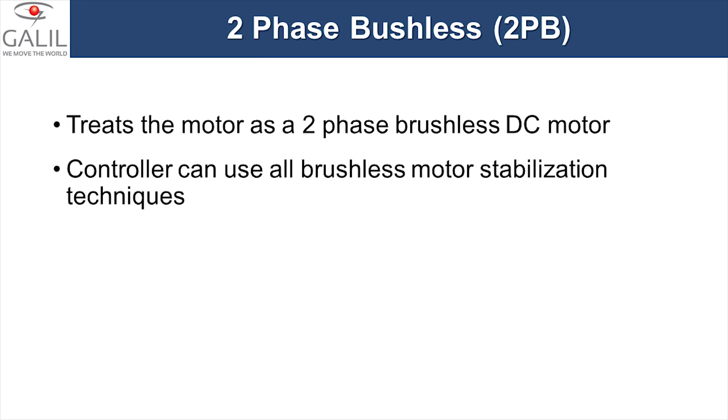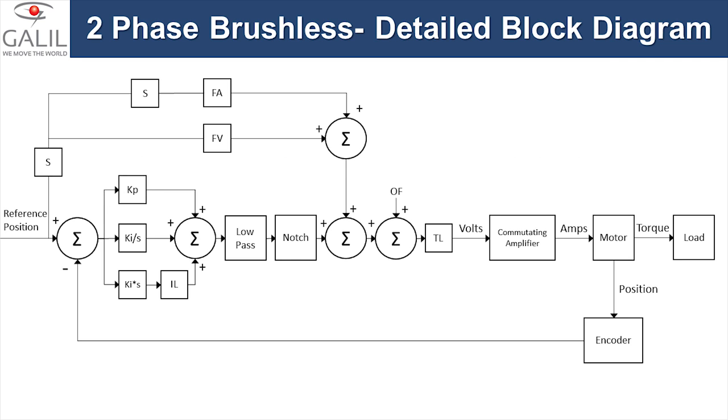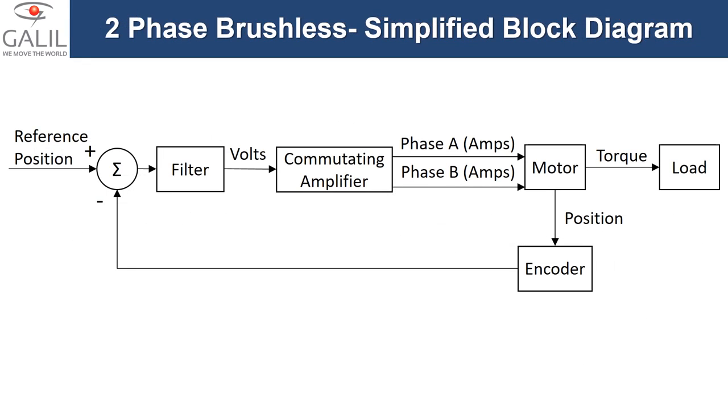With this method, we're no longer operating the motor as a stepper, but as a brushless DC motor. Normally, a servo has 3 phases. This mode works with the 2 phases of a stepper motor. When running in this mode, the motor can be stabilized the same way as a typical brushless servo. In this detailed block diagram, we can see all of the different tuning parameters that can be used to achieve stability and minimize position error. However, in order to understand how the mode works, we can look at a simplified block diagram representation.